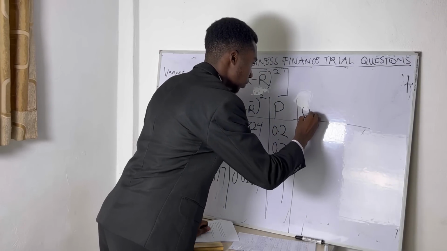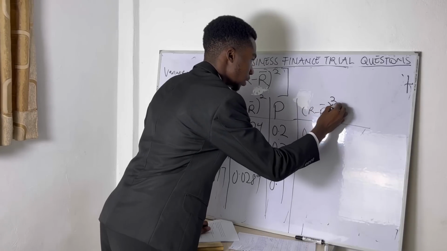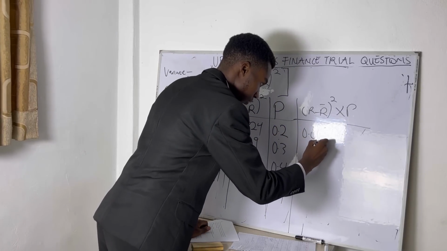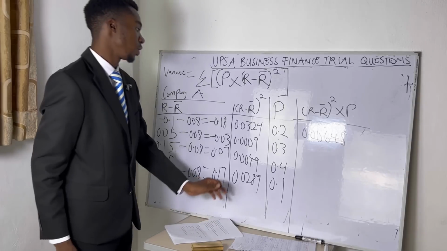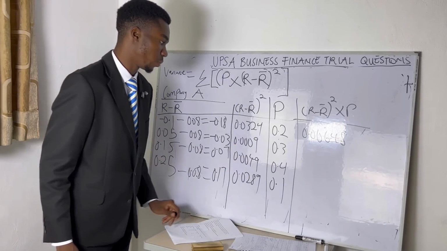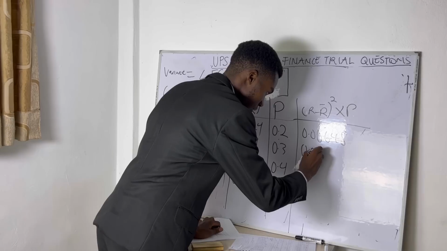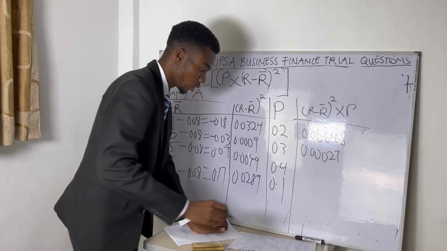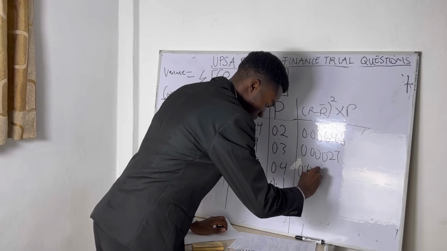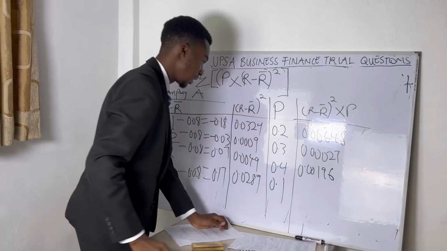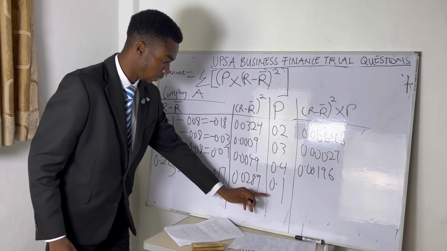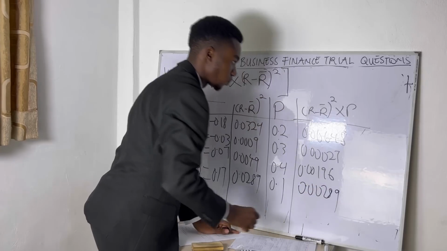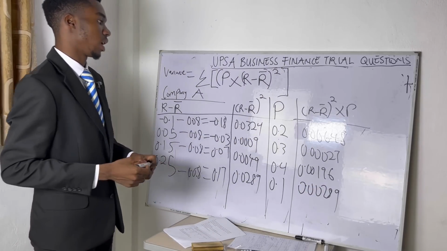Return minus expected return squared times P. So when we multiply 0.0324 times 0.2, we should be getting 0.00648. Then when we multiply 0.0009 times 0.3, we should be getting 0.00027. Then when we multiply 0.0049 times 0.4, we should be getting 0.00196. Then lastly, when we multiply 0.0289 times 0.1, we should be getting 0.00289. So you just multiply this by this on the calculator, then you get the answers.